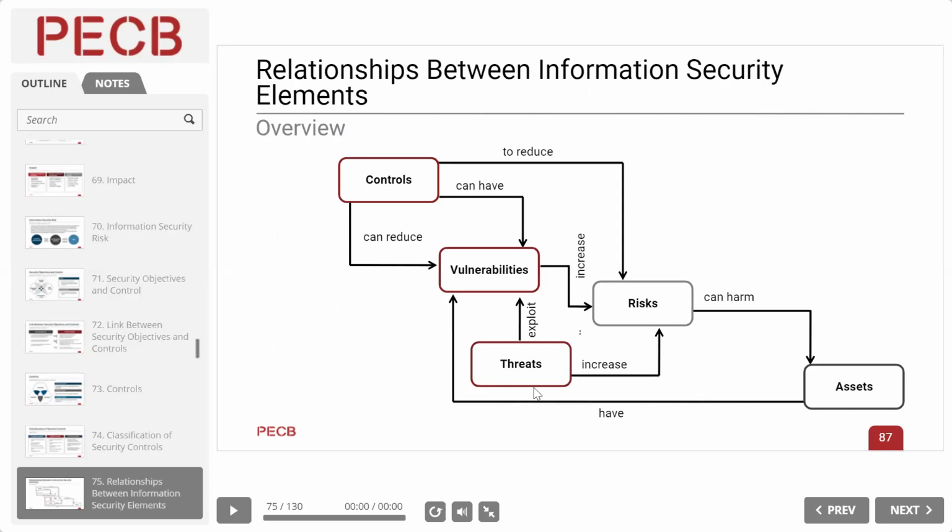So this diagram gives us the relationship between the various elements and components that we've mentioned from when we started till now. It reflects some of the relationships between each two.